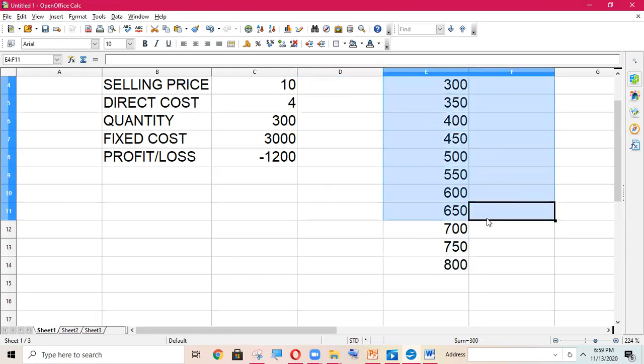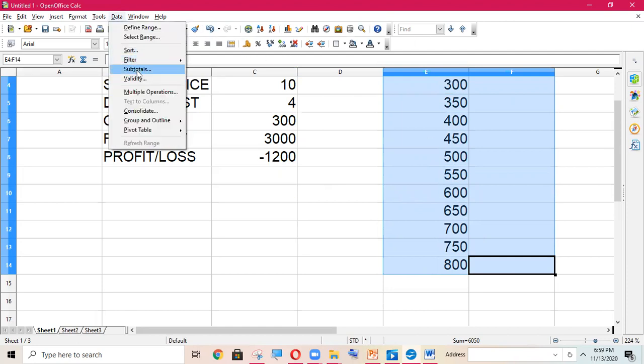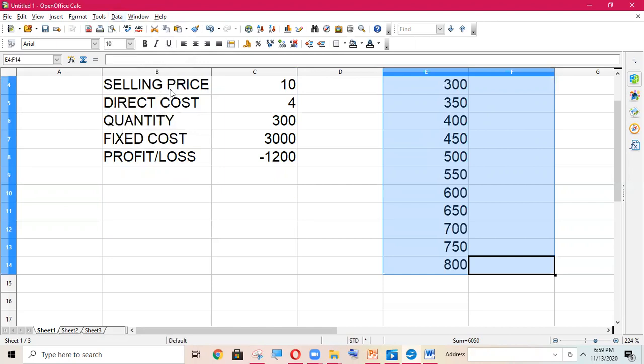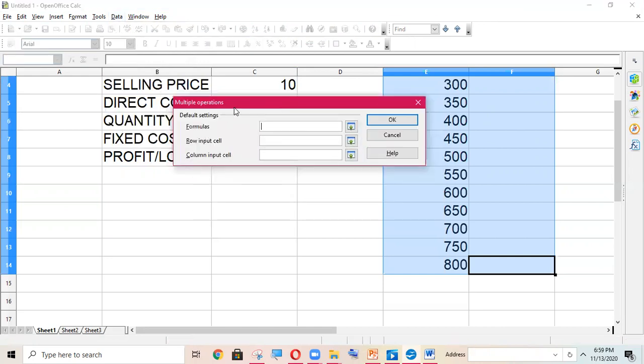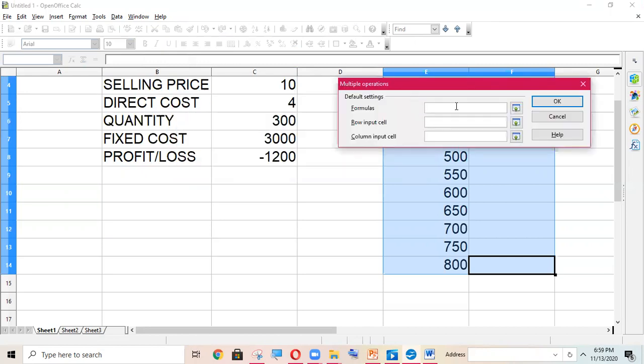So now I'm going to select these two rows and go to the multiple operations option. It is available in the data menu. As you can see, the multiple operations. After you select, you have to go to the data menu and the multiple operations. If you click, you get a multiple operations dialog box here. Now you have to click a cell which contains the formula. Which one has the formula here? This one, right? We applied the formula.